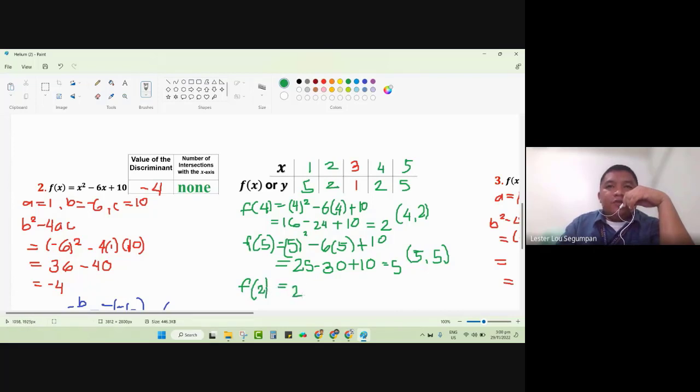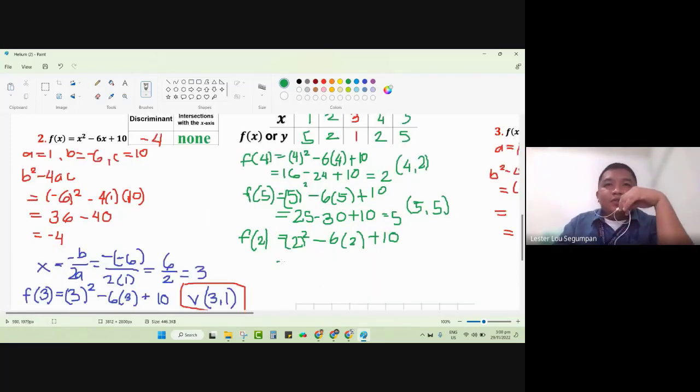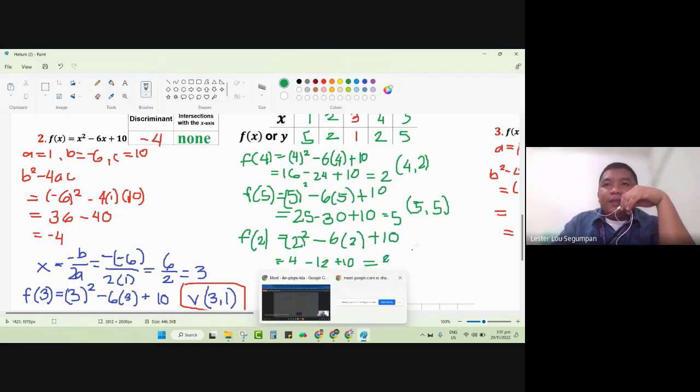So you will have 2 squared, parenthesis, minus 6 times 2 plus 10. 2 squared is 4 minus 12 plus 10. So you will have 14 minus 12, you will get 2. So it's correct to assume 2. And your point is really 2 and 2.